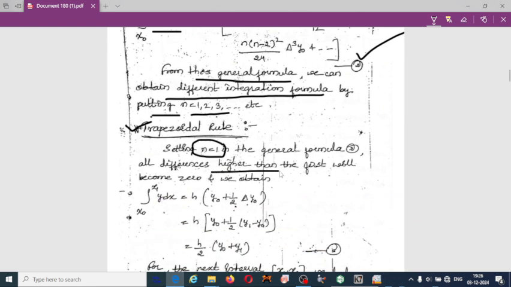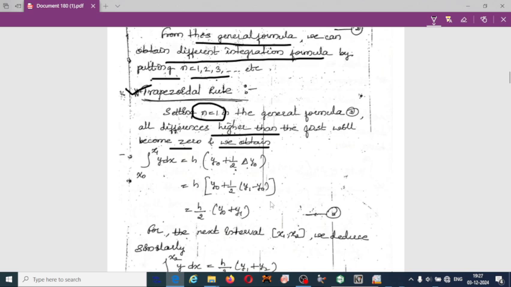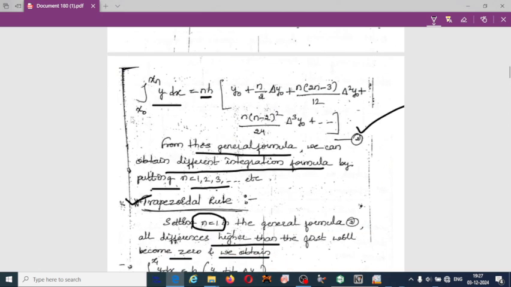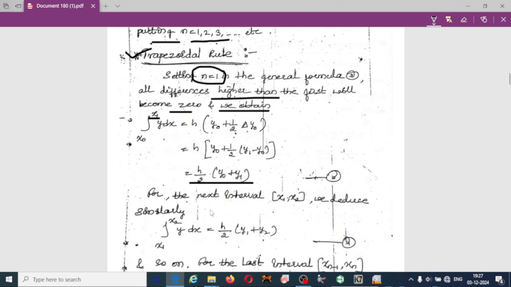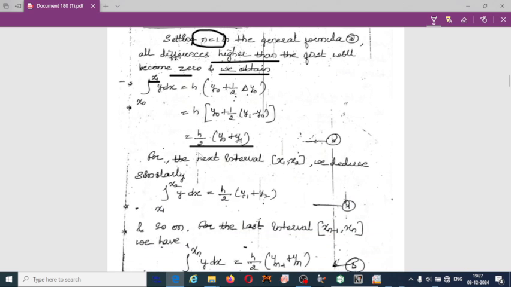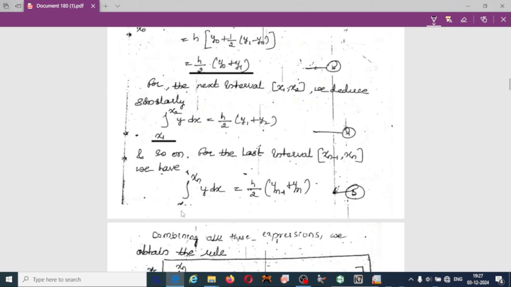All differences higher than the first will become 0 and we will get this trapezoidal rule here. The condition is x naught to xn, as we have the limit. So first you should take x naught to x1, and you will have this formula. Then x1 to x2, if you put, you will have the second equation, and so on up to xn.